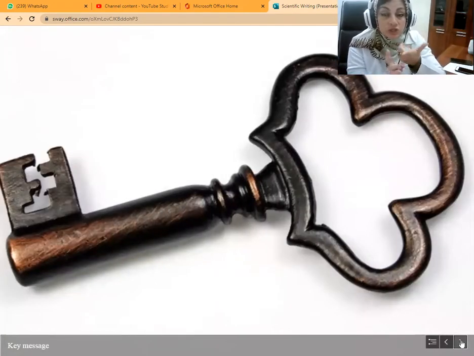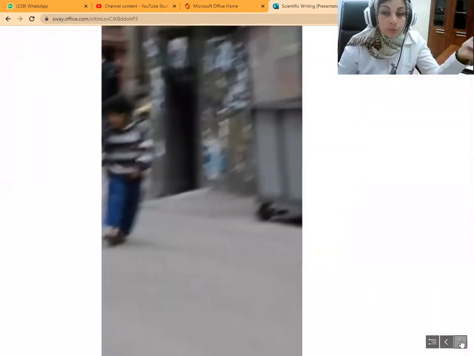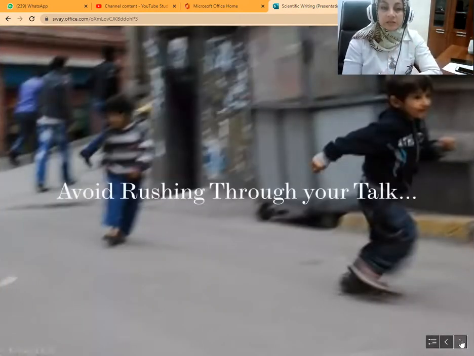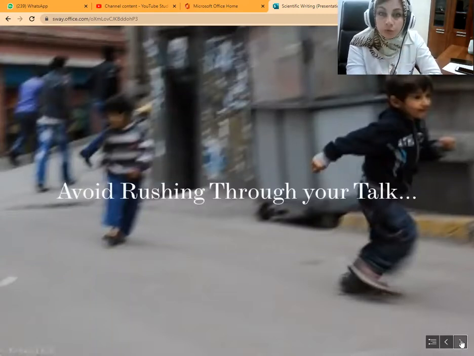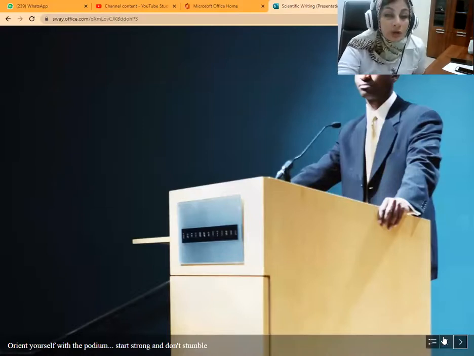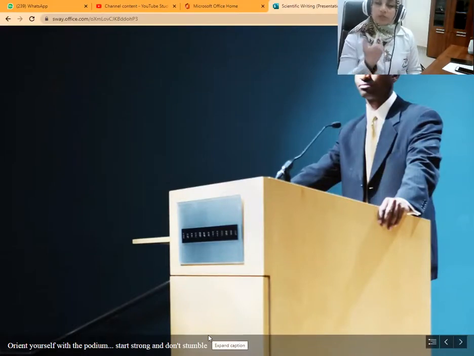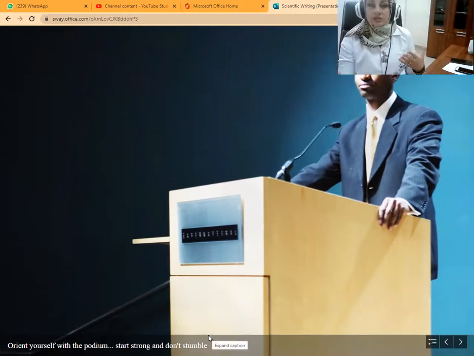You need the key messages to be very clear and to be highlighted and take an integral part of your presentation. So make them as clear as possible. Do not rush through your talk. And in order to make sure that we do not rush through the talk, you have to orient yourself with the podium. Walk yourself to the podium and exercise doing that.